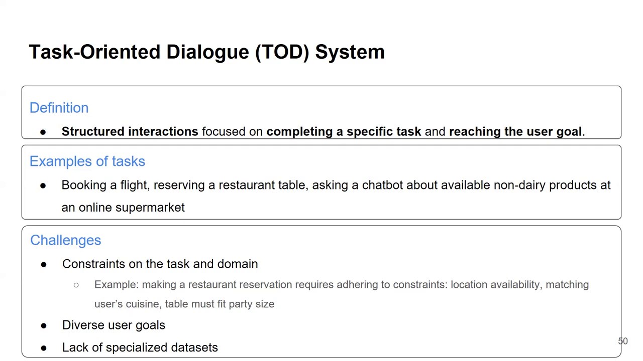Looking at these tasks, we can also draw some challenges. The main challenge of these systems is that there are a lot of constraints, both task specific and domain specific. Also there are a lot of goals. Going back to the restaurant, you can reserve a table in a lot of different ways. So there is a very big variety in both constraints and goals. This leads to the fact that we don't have data, because data is extremely expensive and cumbersome to create, and this really doesn't go hand in hand with all of the variety that we need for these systems.